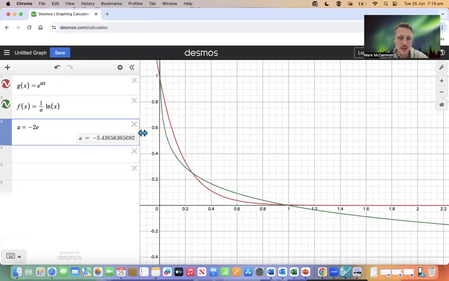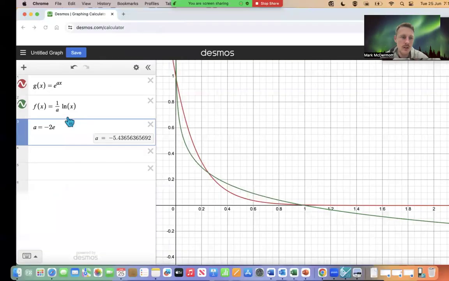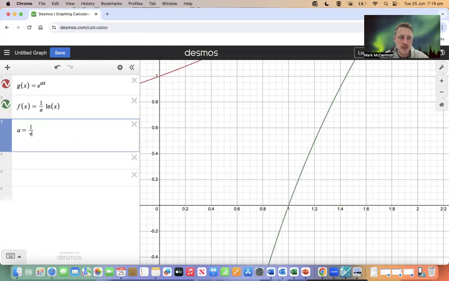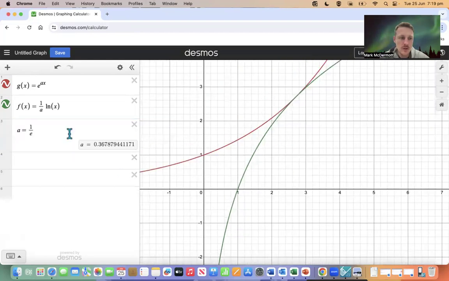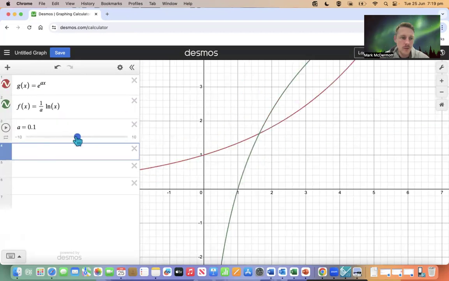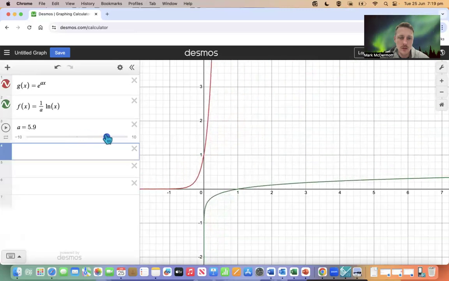Less than negative E, like negative 2E, would give us 3 points of intersection. So anything less than negative E gives us 3 points of intersection. The other one we said was anything greater than 1 on E. Okay, 1 on E is approximately 0.367. That's when they touch once. If I pick a number greater than 1 on E, they're going to just keep diverging and they never touch again.